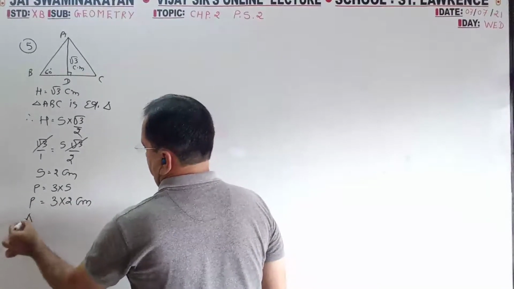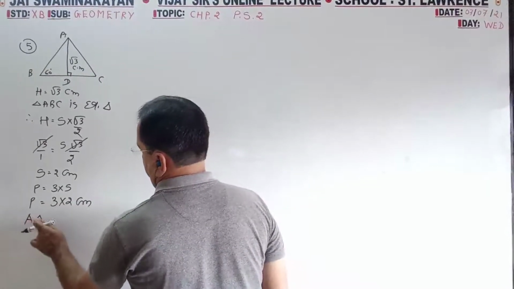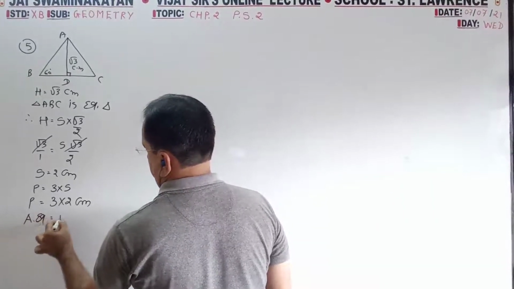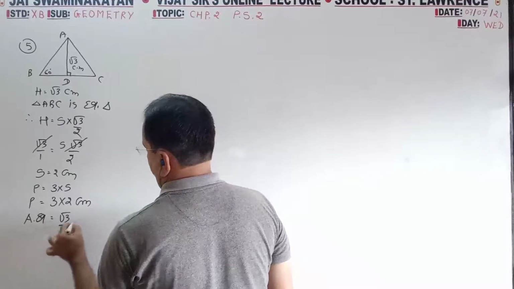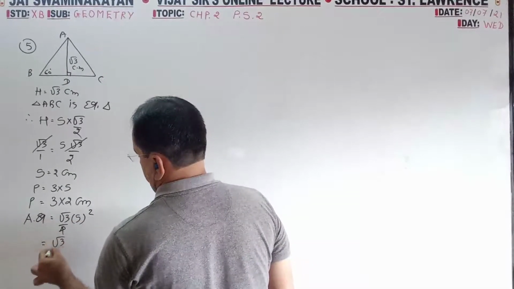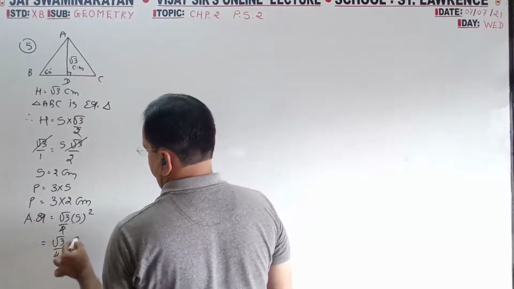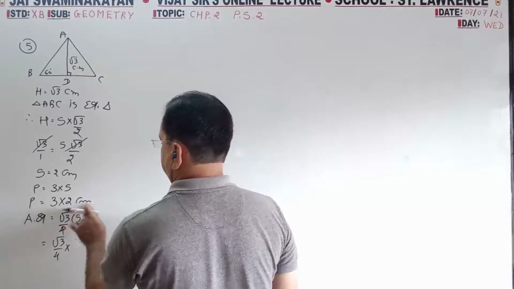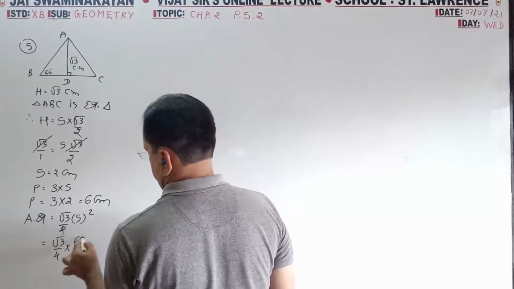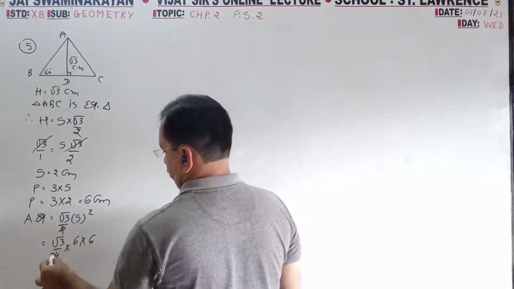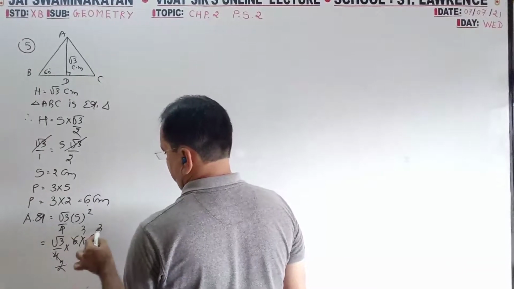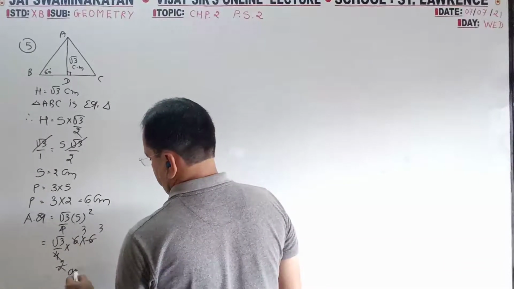Now area of an equilateral triangle is root 3 by 4, side square. Root 3 by 4, side is 6 centimeter. So 2 times half, 3 3s are 9, root 3.